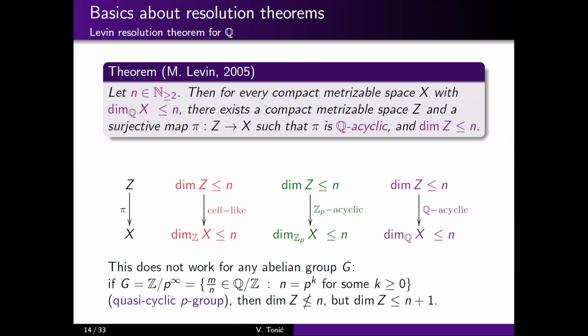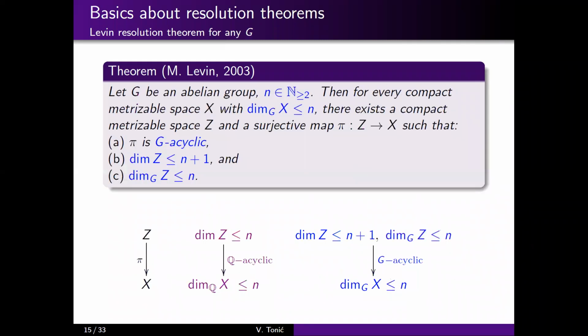For example, the quasi-cyclic p group, which is listed here, is such that if you try to put this instead of Q or Z/p or Z, you cannot really achieve this dim Z to be bounded by n, but at most you can achieve that it's bounded by n+1. And in fact, this group is included in the general resolution theorem, which works for any abelian group, which is again due to Misha Levin.